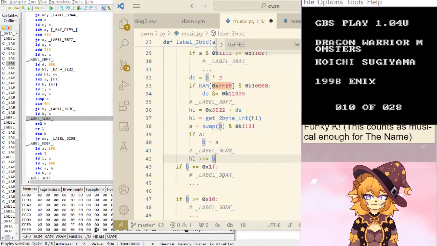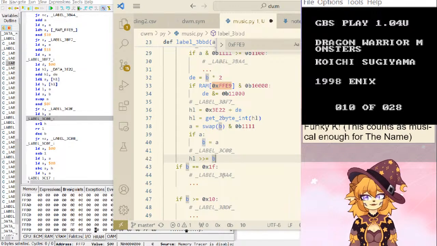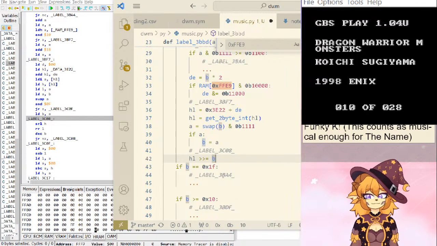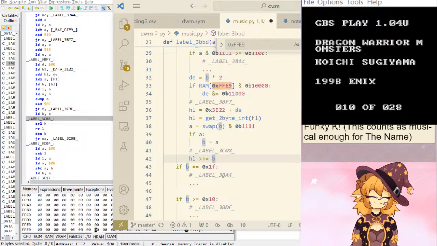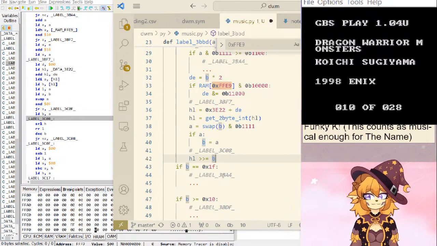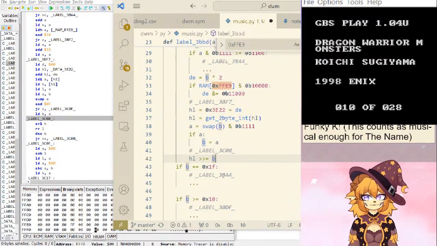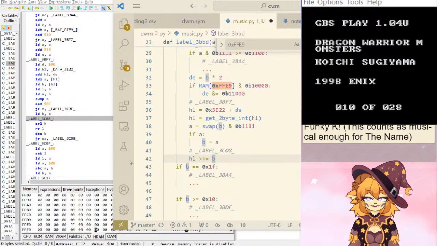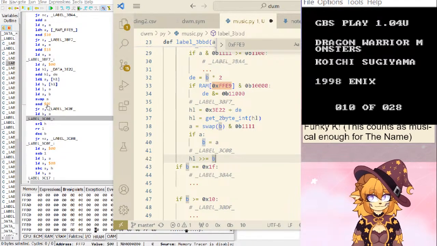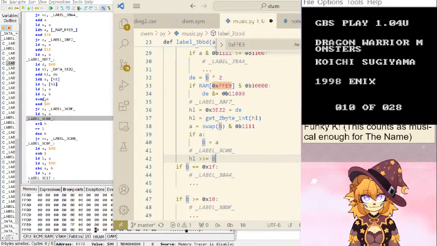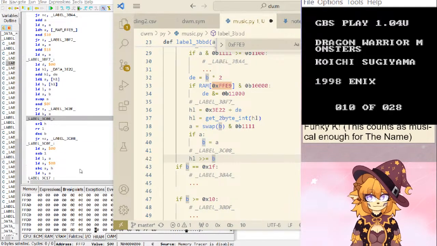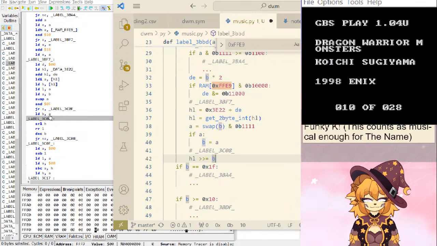So B has to be at least 1. I just realized that swap is totally useless. They could have just done this as an AND with F0 instead of 0F and not done the swap, and it would have been the same. Oh, I guess they want to keep it here, but they could have put swap here. Whatever.